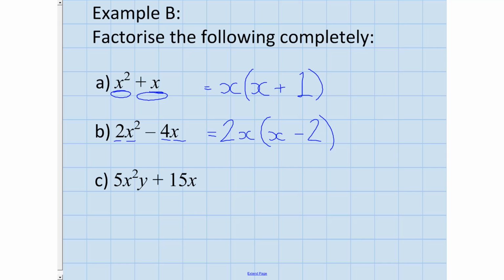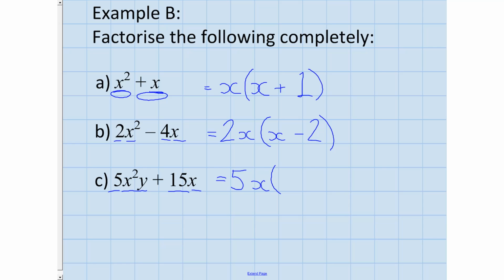And finally, let's do one more. Again, we've got numbers and letters, so look at the numbers first. We've got 5 and 15. The biggest number they both share as a factor is 5. The first term's got x squared and y, and the second term's got an x. So the only thing they do share is an x.